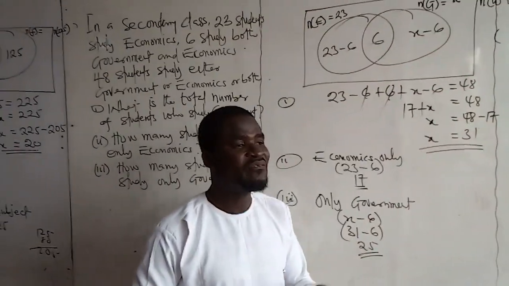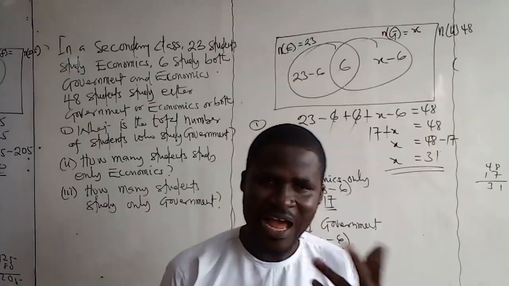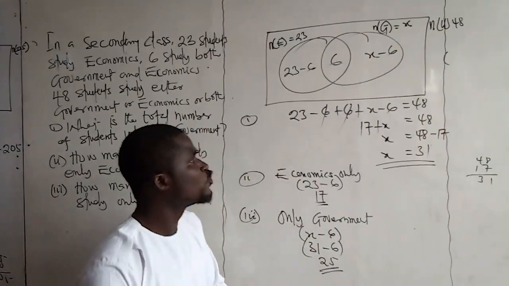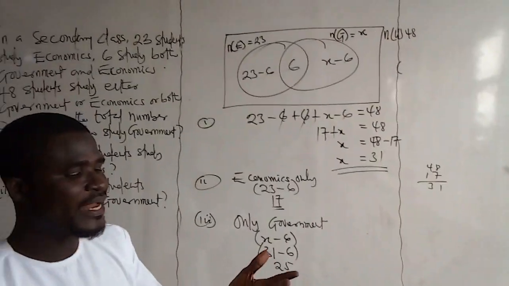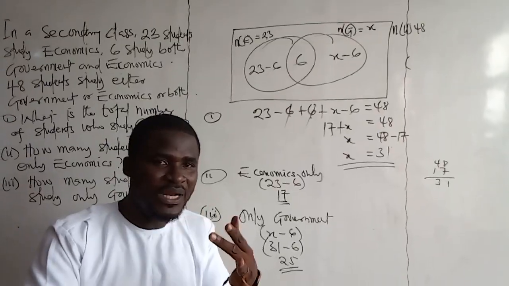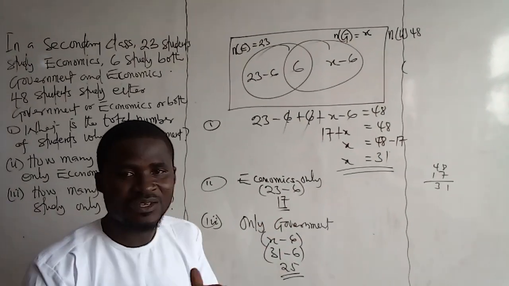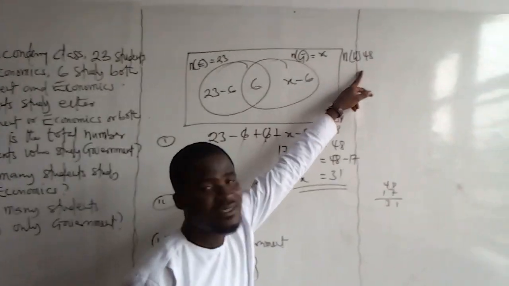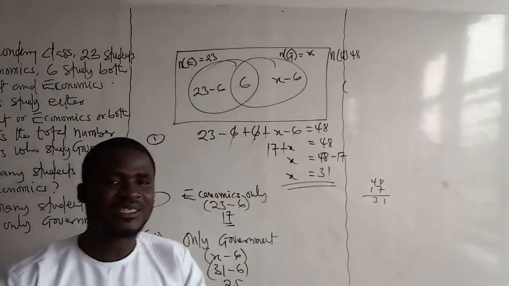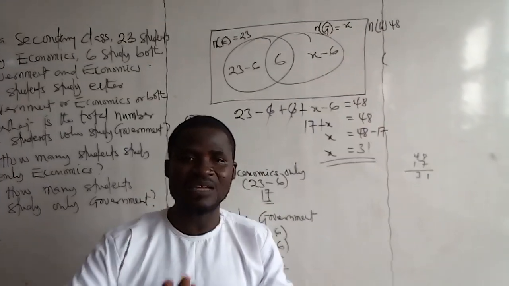Now, in Venn diagram, when you are wrong, you will know. When you are correct, you will know. How will you know? Let's see. To know that you are correct, go and add those who study economics only, plus both subjects, plus government only. Further, it will give you the universal set. If you don't get a universal set, you are wrong. If it's more than the universal set, you are wrong. If it's less than, you are wrong.